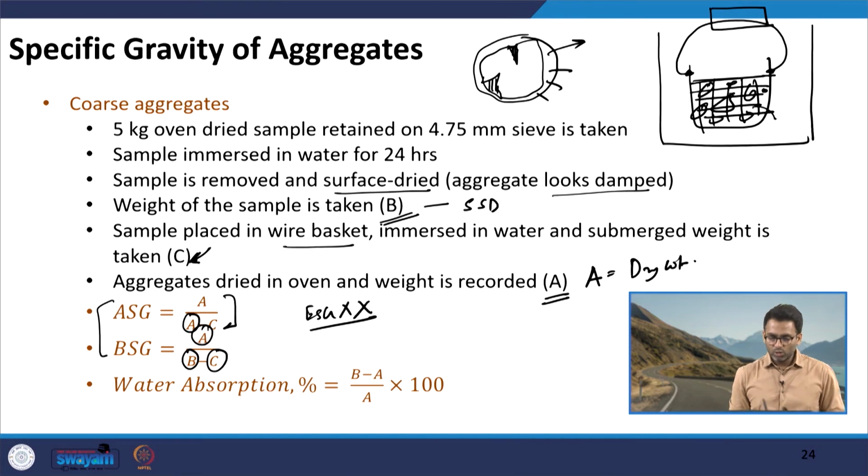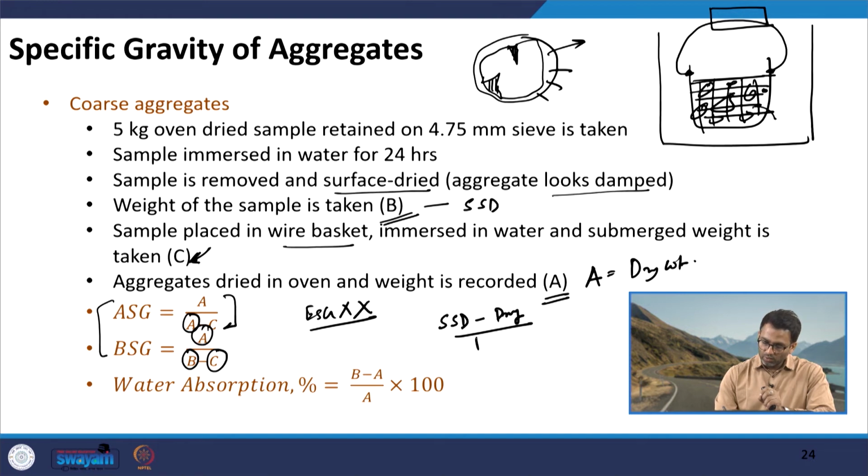And then we are also interested to find out the water absorption. So, water absorption will be how much? The surface dry condition, where water is inside the pores, minus the dry weight, divided by the dry weight, into 100. So, it is (B minus A) by A into 100.